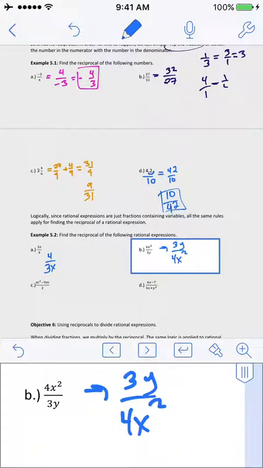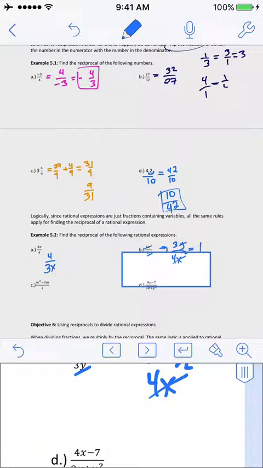But when I multiply them, notice that those two will cancel and those two will cancel, and I'm left with 1. That's what a reciprocal does. A reciprocal cancels out the top and bottom. That's why we flip it. So this reciprocal was 3y over 4x squared.